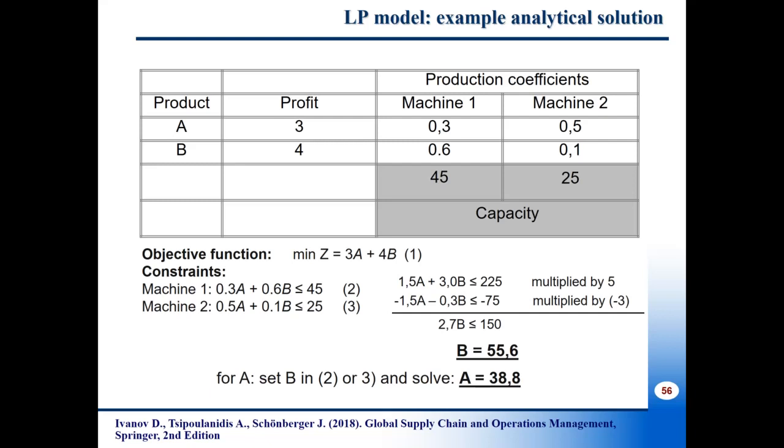By multiplying constraints 1 and 2 by 5 and by minus 3, we get a new equation: the multiplication between produced B and 2.75 cannot exceed 150. Solving the problem, we have B equal to 55.6, and therefore we get A equal to 38.8.